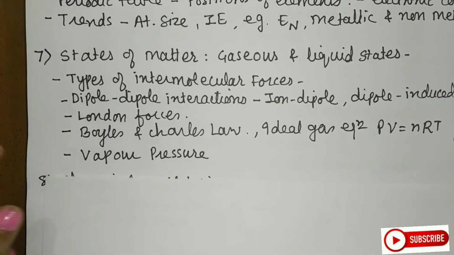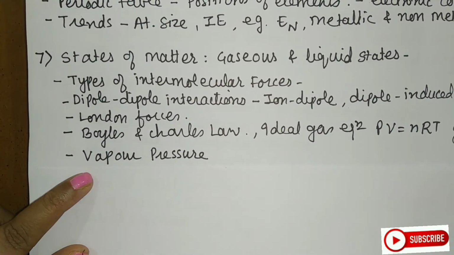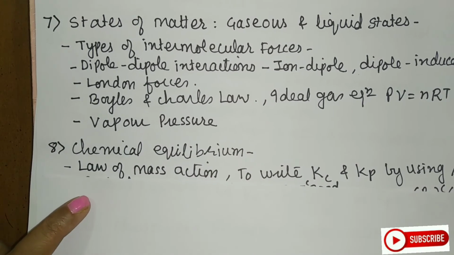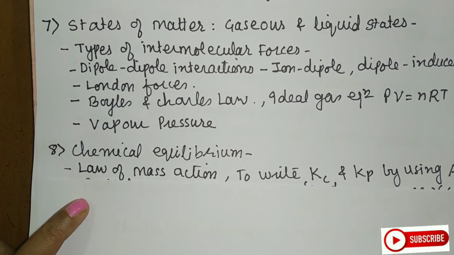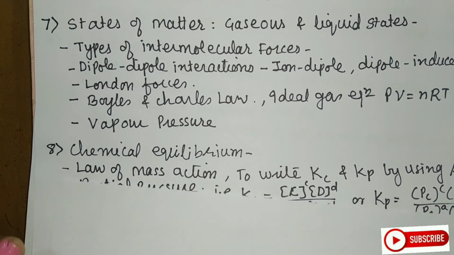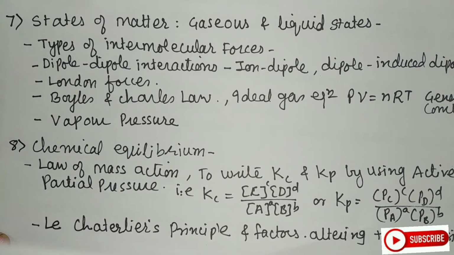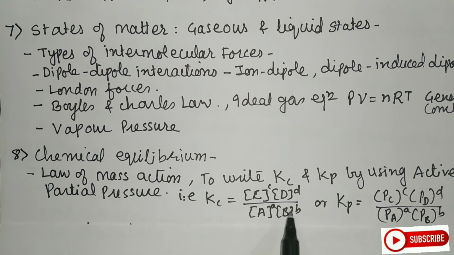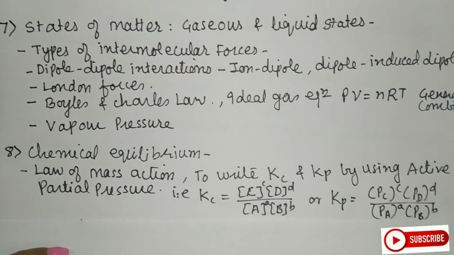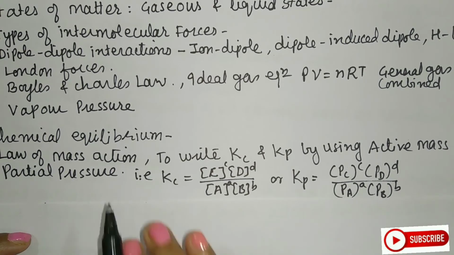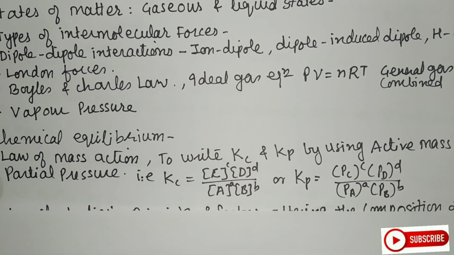Next, a very important thing is you should know what is vapor pressure and what are the factors that will affect the vapor pressure. Next is chemical equilibrium. From chemical equilibrium, you should have knowledge about the law of mass action, and how to write the equilibrium constant for the liquid state and the gaseous state by using the active masses. Say for example, when you write Kc, you should have this type of format, and for Kp you should have the partial pressures in this way. So only how to write this by using the law of mass action is sufficient from this chapter.